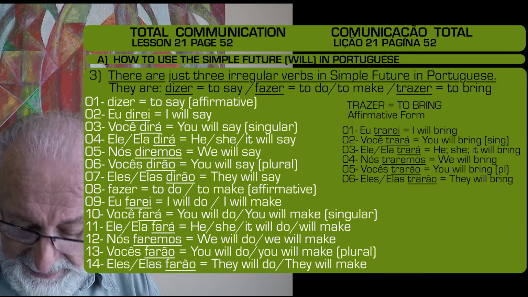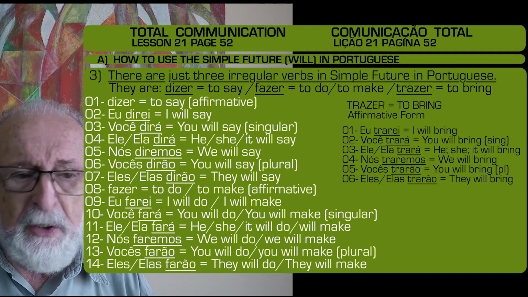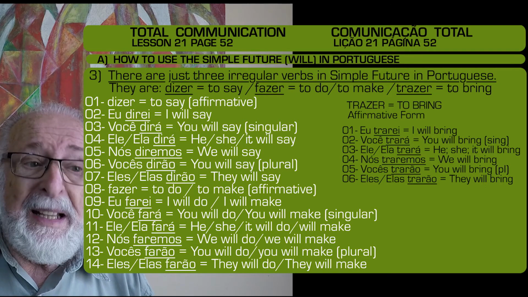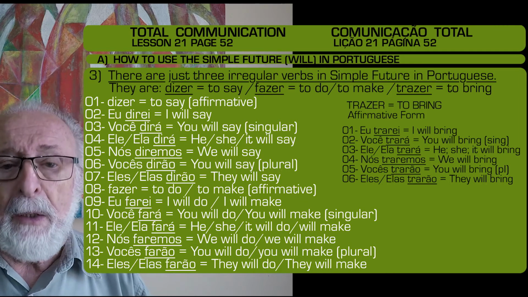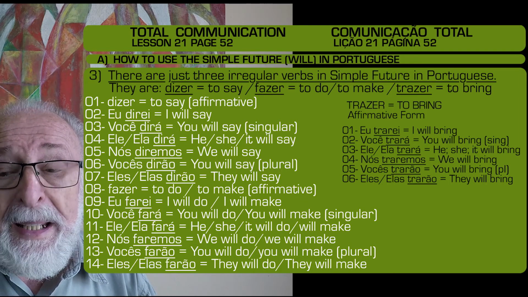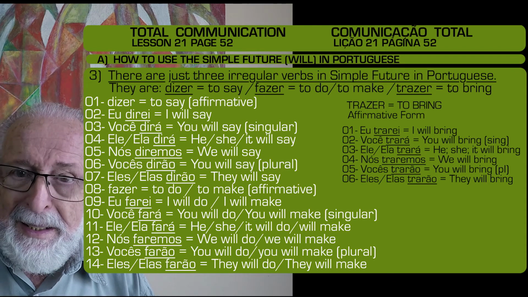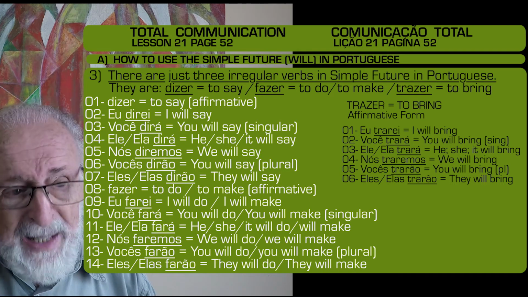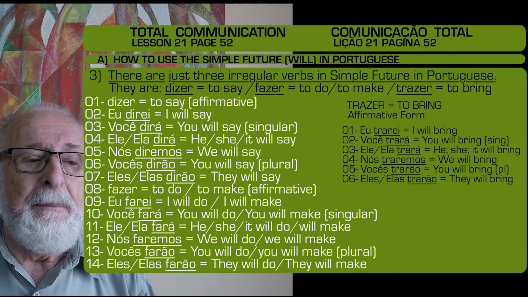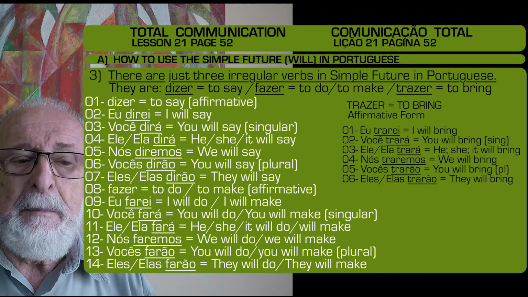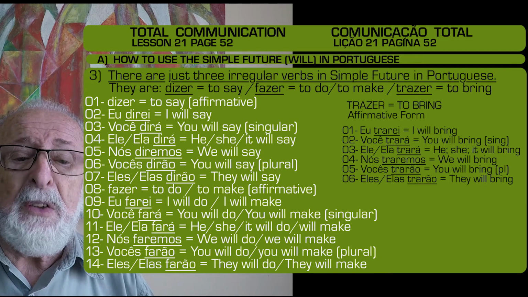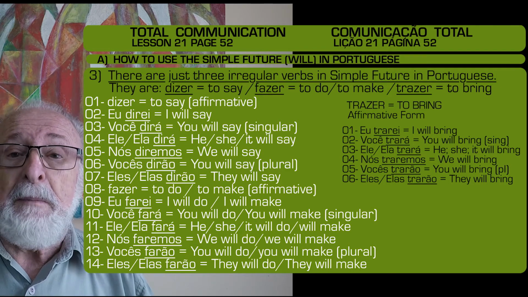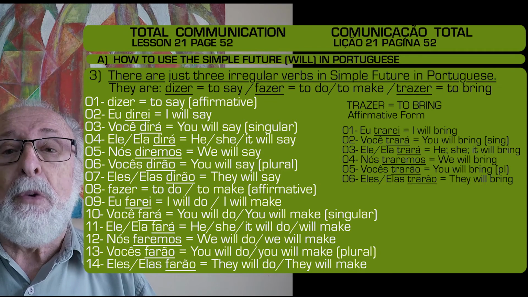In our next page, it's page 52, I put there in number 3 an observation that there are just 3 irregular verbs in simple future in Portuguese. Just 3. They will not follow that rule. Then you must remember them, memorize them. For example, they are dizer. Dizer means to say. The other verb is fazer. Fazer is a very important verb. It means to do, and it also means to make.